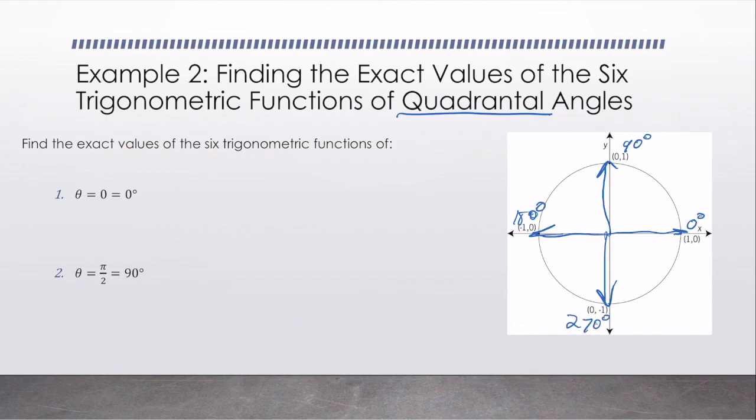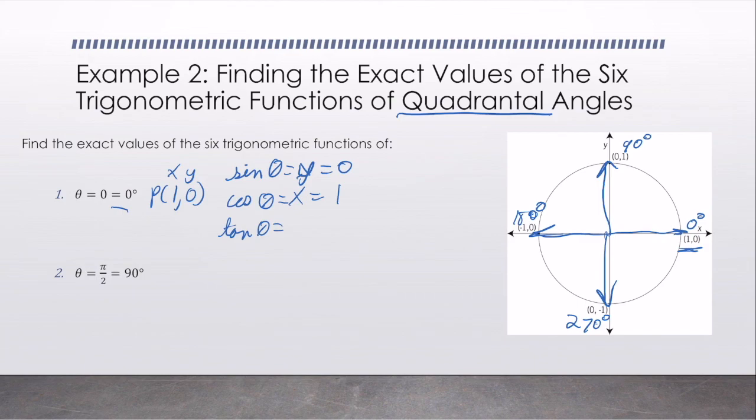So let's go ahead and find the 6 trigonometric functions when I have the quadrantal angle of 0. At 0, I have the point x is 1, y is 0, so I've got x, y. Sine of theta is y, which is 0. Cosine of theta is x, which is 1. Tangent of theta is y over x, which is 0 over 1, which is just 0.